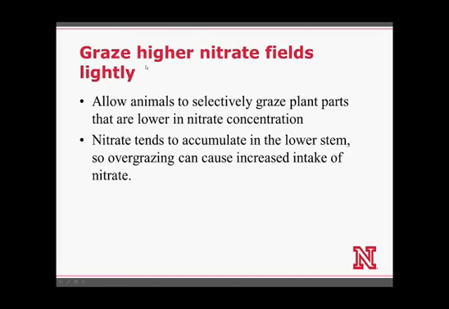Grazing higher nitrate fields lightly is another key management practice. Allowing the cattle to selectively graze plant parts that are lower in nitrate concentrations will decrease nitrate intake. Leaves are lower in nitrates and cattle naturally select leaves. Forcing the cattle to eat the stem, especially the lower stem, will increase nitrate intake.